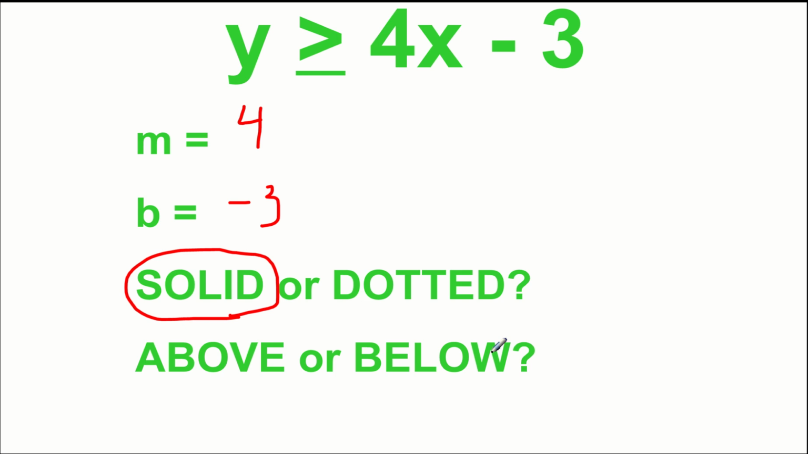Y'all, that's the easiest one to use. All right, if you look at the graph and you see dotted or solid line, sometimes, not always, but sometimes you can eliminate a couple of the answer choices. And then it's whether it's shaded or above or below. What we're looking for is how it interacts with the y. Okay? So since it's greater than, that's going to be shaded above. Okay?